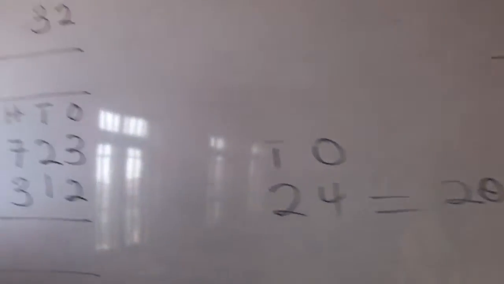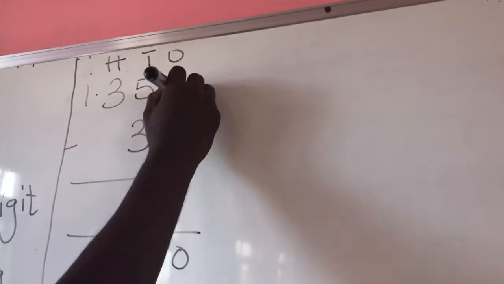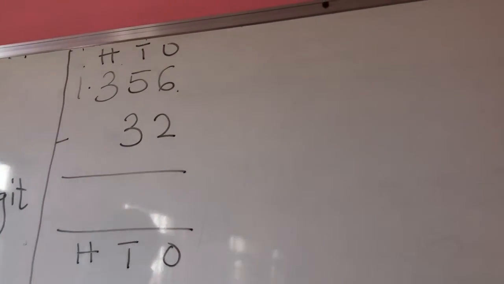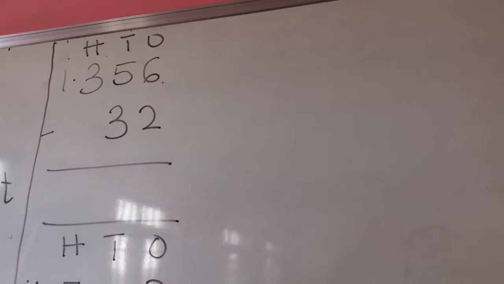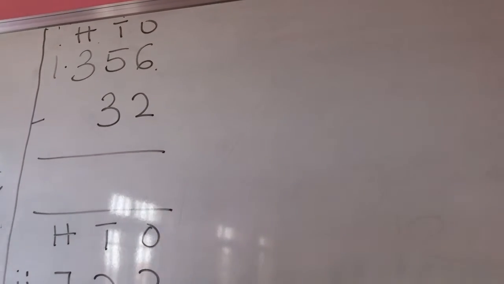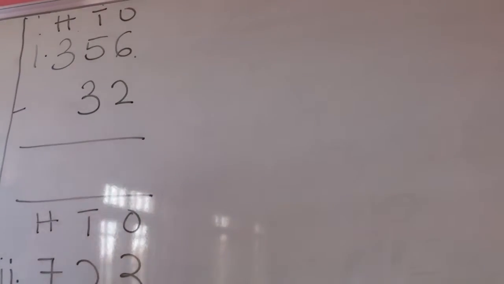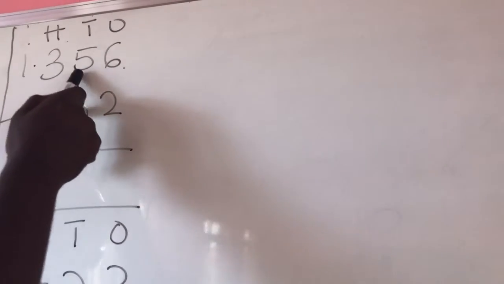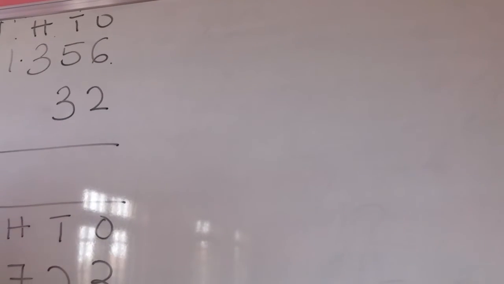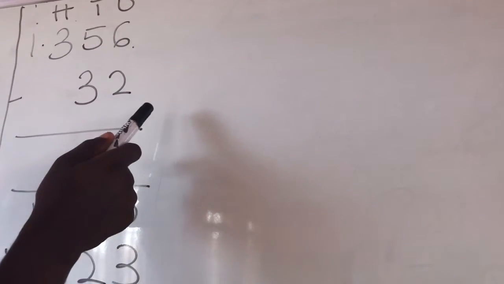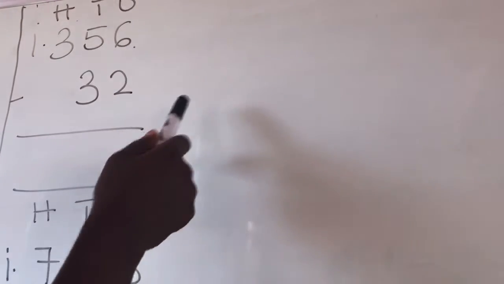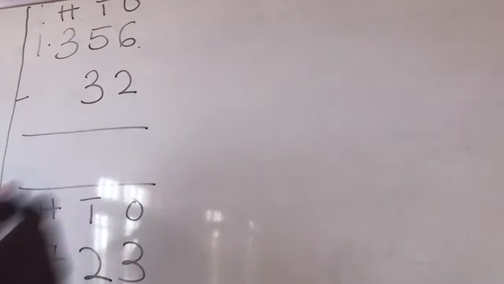Quickly, let's look at what we have for today. On the board, we have 356 minus 32. We are to subtract 32 from 356. What is the first thing to do? Earlier on, we spoke about how to subtract, and we said we always subtract from where? The right side.